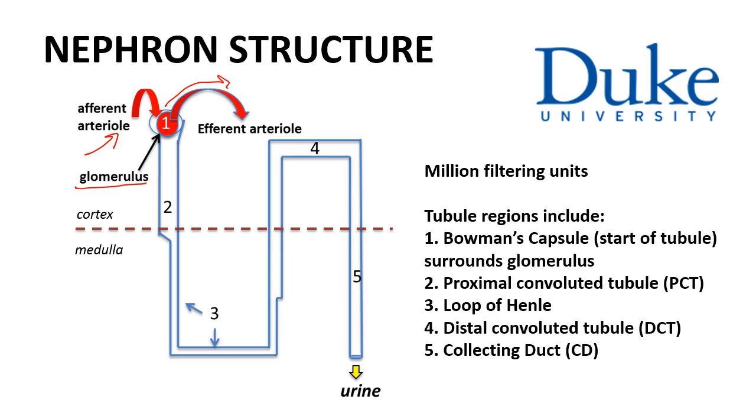And this is a portal system, where we have two capillary beds which are connected by an arteriole. This is a unique structure, and it's the only place in the body where this structure occurs. And it is important to the functioning of the actual nephron.